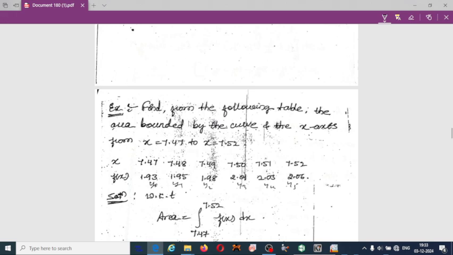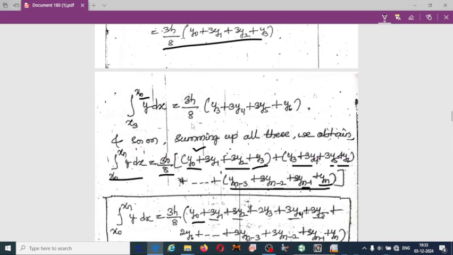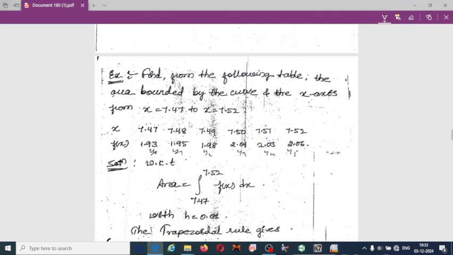So let us take one example here, then you will clearly understand these different rules and methods. Find from the following table the area bounded by the curve and the x-axis from x equal to 7.47 to x equal to 7.52. So you can apply any of the rules here. They have not mentioned a particular method or rule. You can apply the trapezoidal, Simpson's 1/3 or 3/8 rule. So let us solve this by the trapezoidal rule.